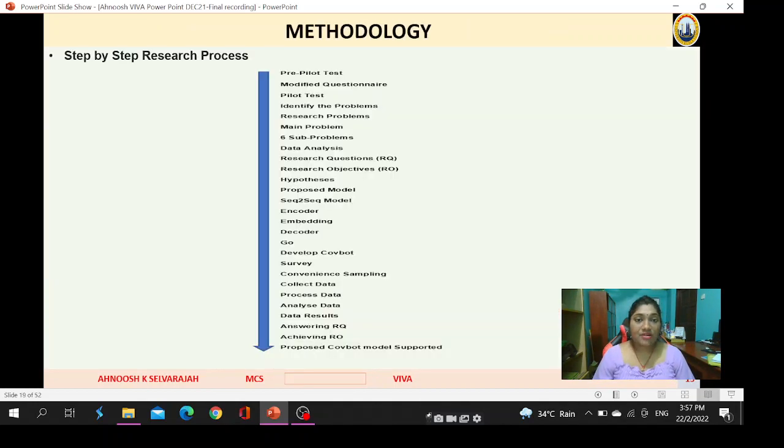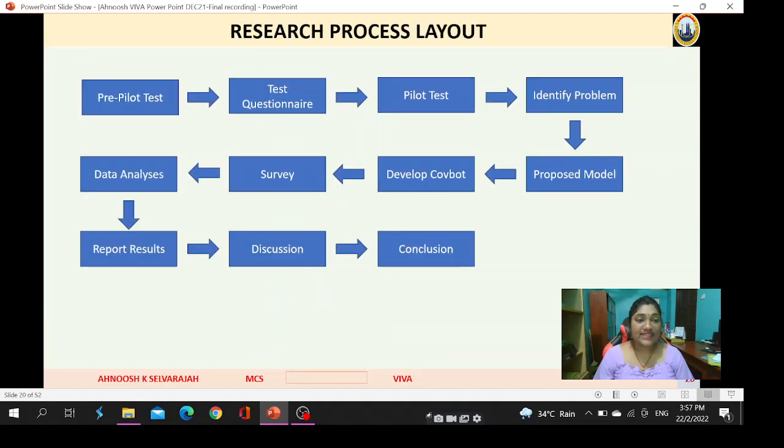Okay, research methodology, this is the process and this is the layout. A pre-pilot test was conducted, then the questionnaires were tested, and then a pilot test was conducted. The problem is identified. The sequence to sequence model is implemented into the Chatbot model, so that is the proposed model. Then the Chatbot was developed, a survey was done, and data analysis was done. I wrote the report for the results, and the discussion and the conclusion were done.